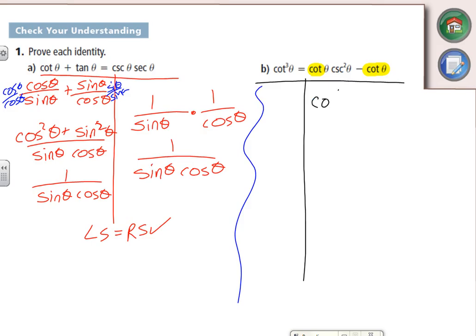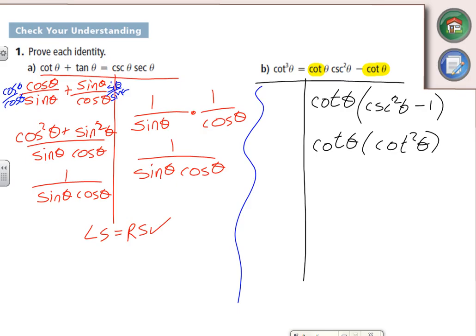So cot theta, bracket. I'm left with cosecant squared theta minus 1. I look at my formula sheet, and cosecant squared minus 1, hey, that's cotangent squared. So cotangent theta times cotangent squared theta. Multiply those two together, that gives me cotangent cubed theta. Oh, left side equals right side. We're done.